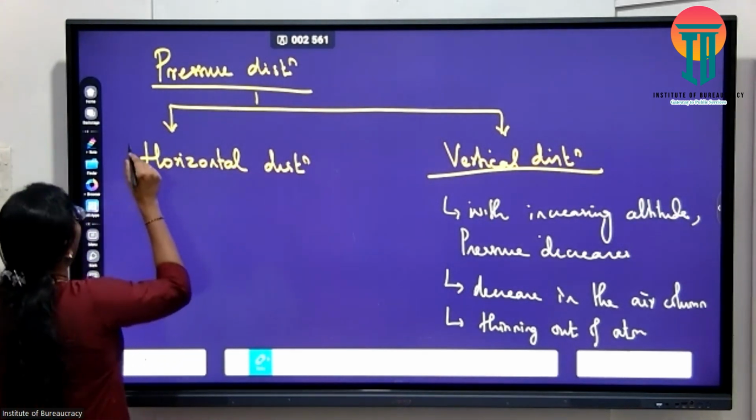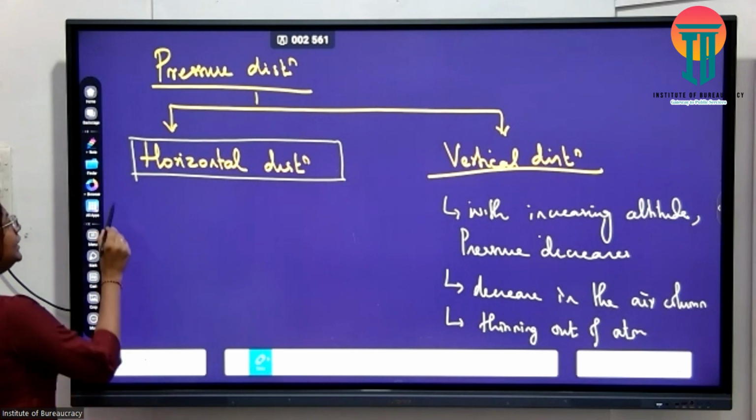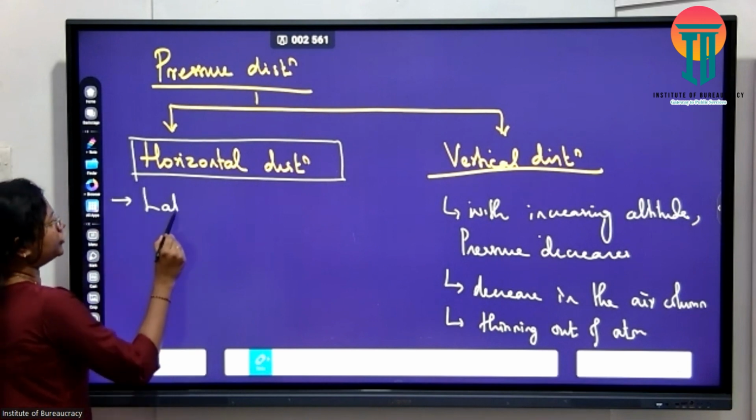Horizontal distribution is what we study quite in detail, and this is nothing but the latitudinal distribution of pressure.